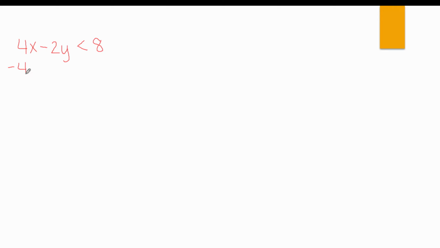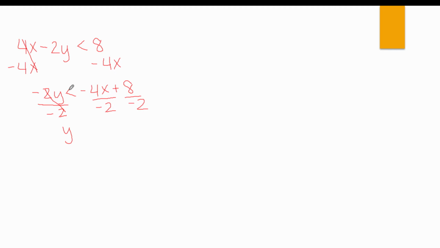I'm subtracting 4x. This will cancel out. I'm left with negative 2y less than negative 4x plus 8. Remember, your goal for slope-intercept form is to get the y completely by itself. Here I'm going to have to divide by a negative 2. Okay, remember you're dividing each term by that negative 2. This then gets your y by itself.